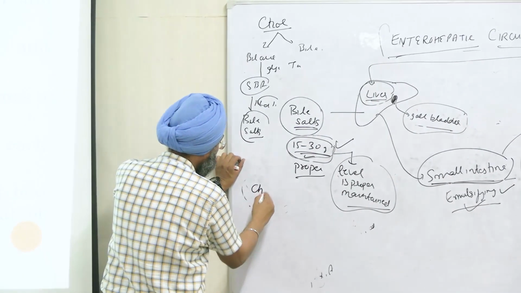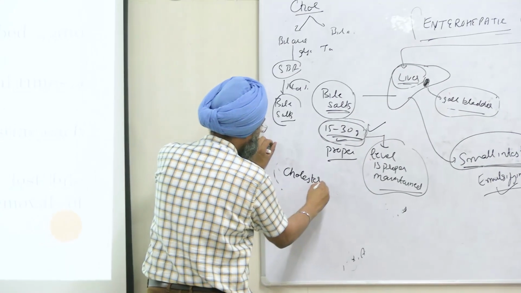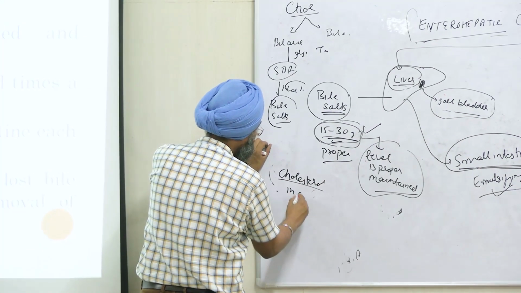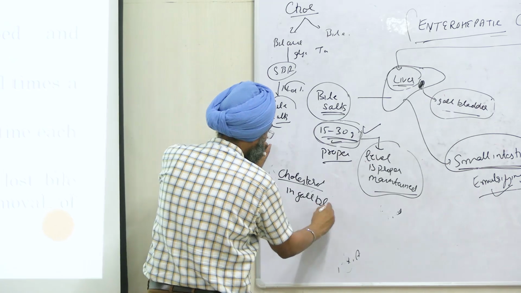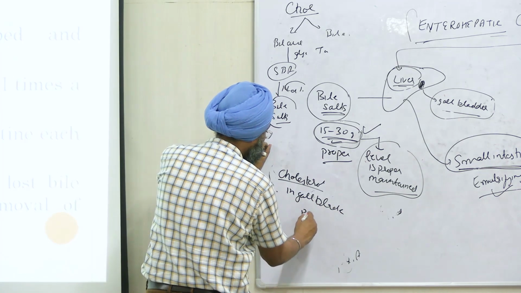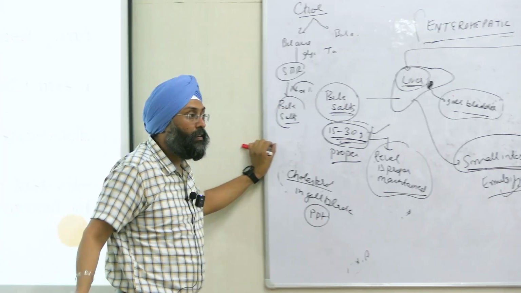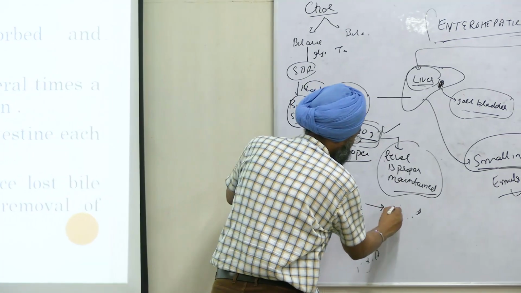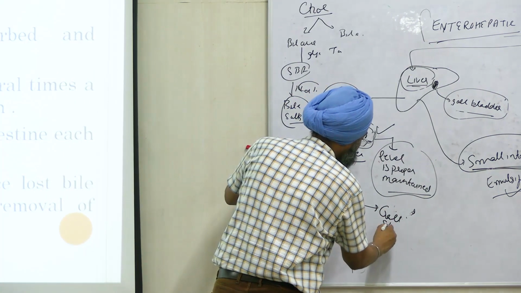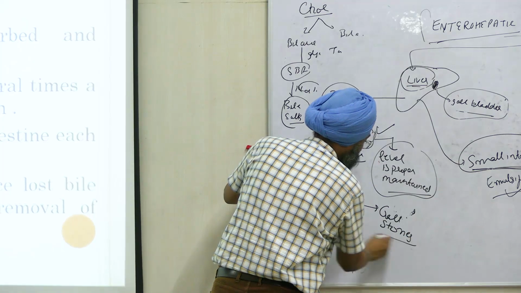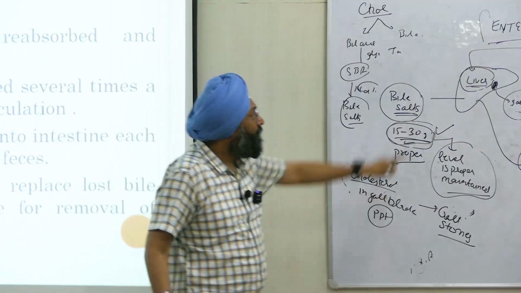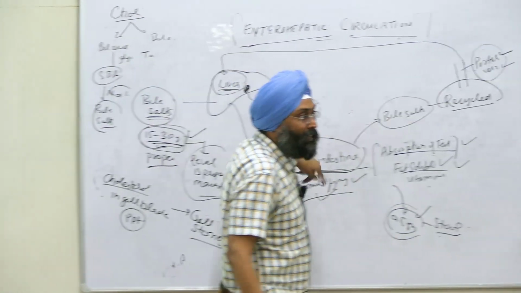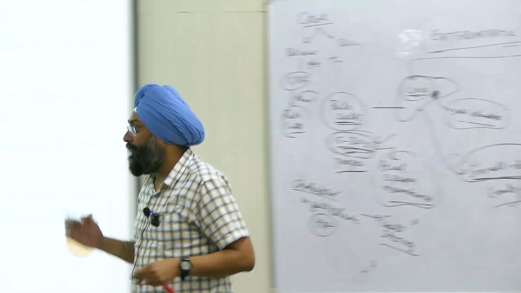The cholesterol in the gallbladder will precipitate and will form gallstones, when this enterohepatic circulation is not properly maintained, right? Now we'll discuss the mechanism in detail.